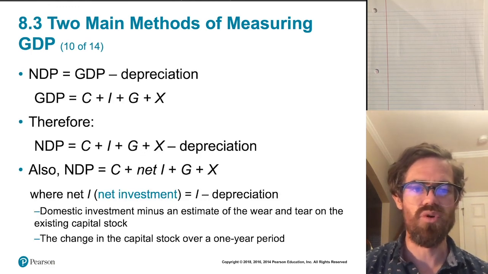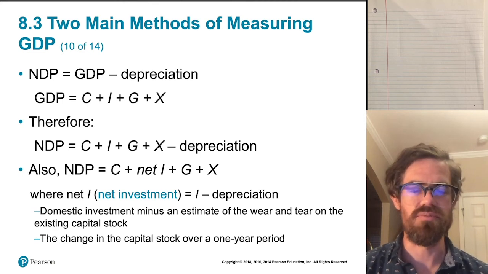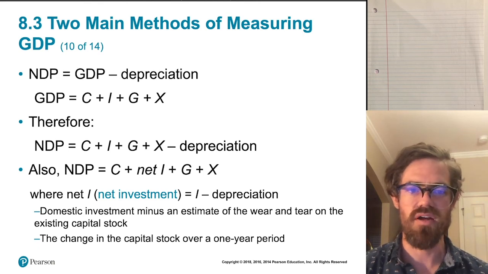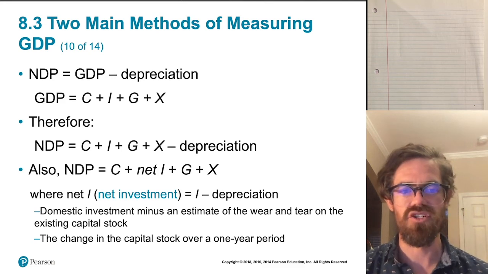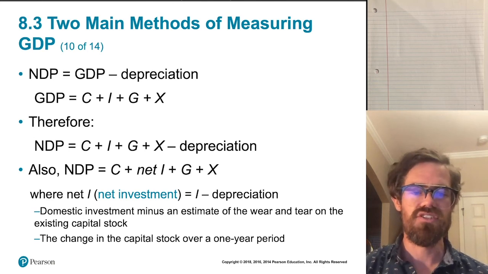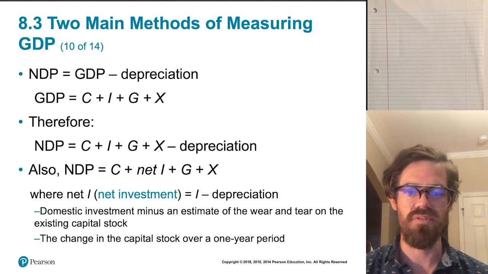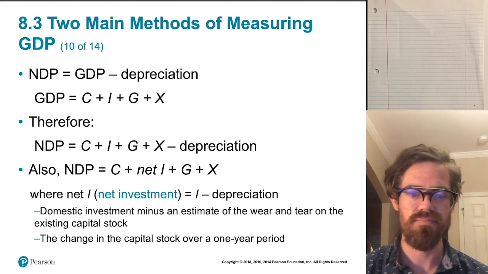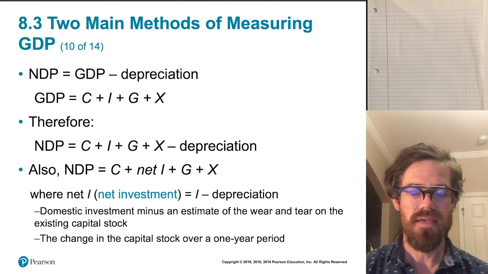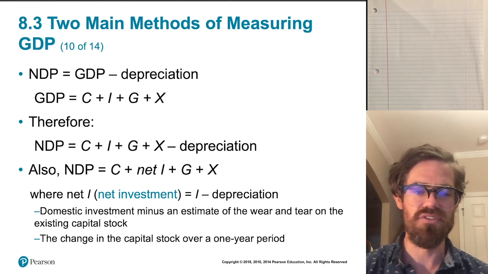All right, so looking at this more closely, if we do some substitution, we know that net domestic product is gross domestic product minus depreciation. And we also have our expenditure equation for GDP. It's equal to consumption plus investment plus government expenditure plus net exports. And so we can rewrite net domestic product as C plus I plus G plus X minus depreciation. Okay, great. We need to take it one step further for this to be useful.